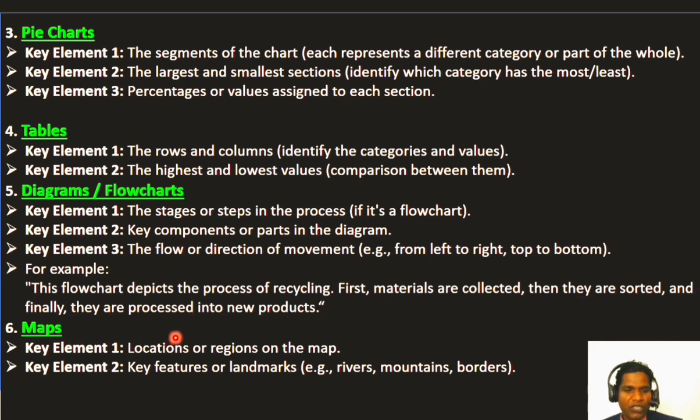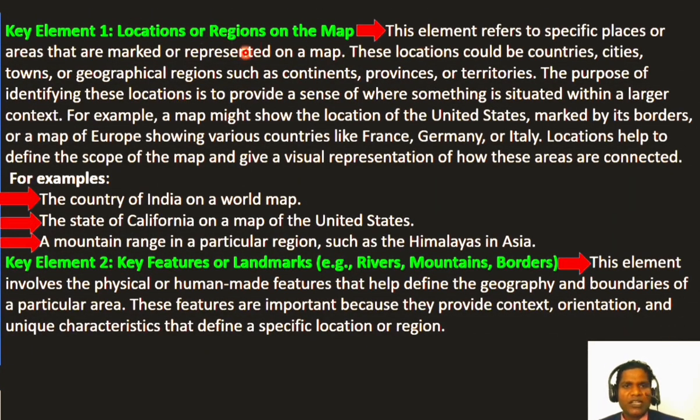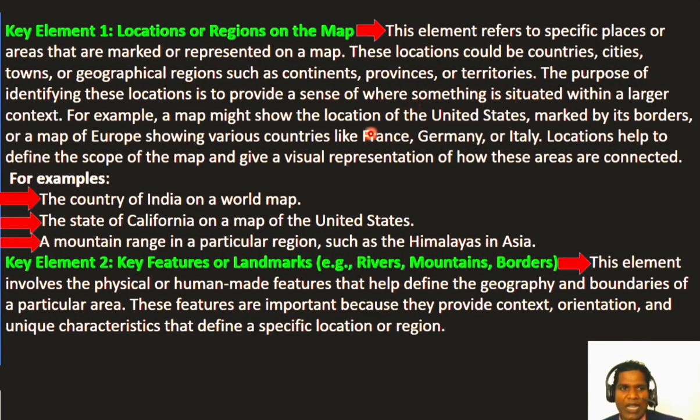Similarly, in maps, you need to mention locations or regions on the map, and key features or landmarks, for example rivers, mountains, borders, etc. Locations or regions on the map: this element refers to specific places or areas that are marked or represented on a map. These locations could be countries, cities, towns, or geographical regions such as continents, provinces, or territories. The purpose of identifying these locations is to provide a sense of where something is situated within a larger context.